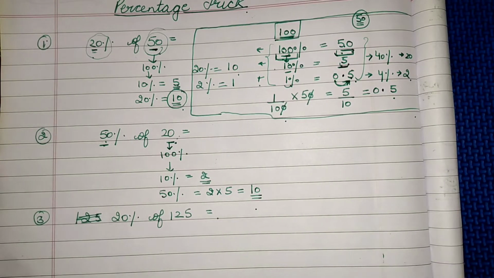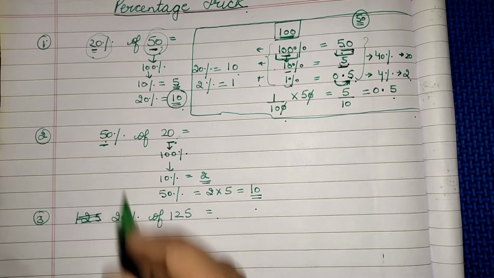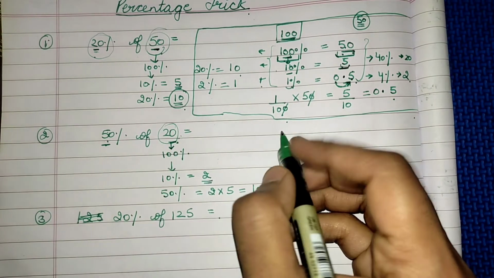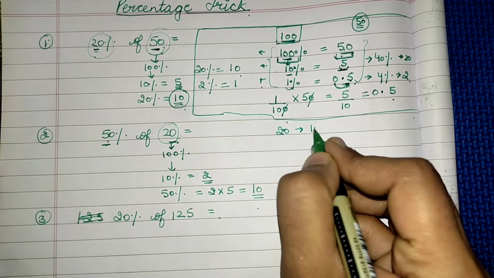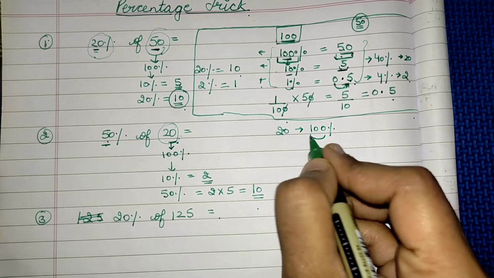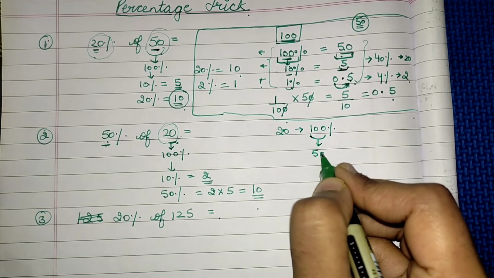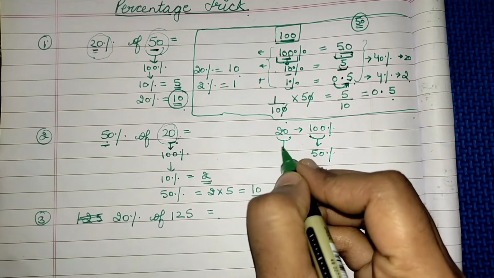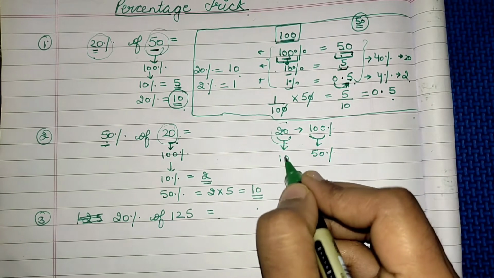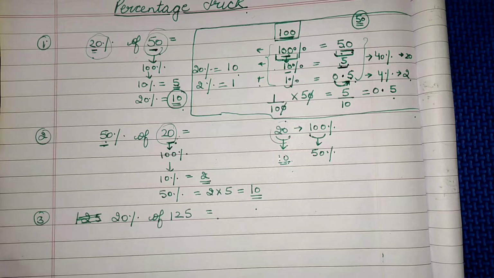Or simply, you can think that you know this number is equal to 100%. So it's obvious that if I have to calculate 50% of this number, then my answer will be half of this number.